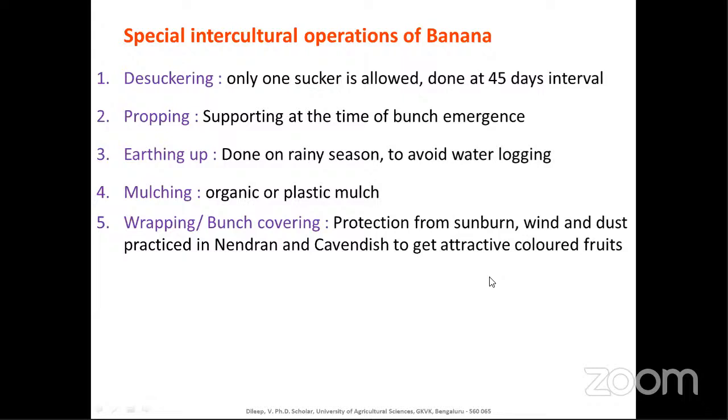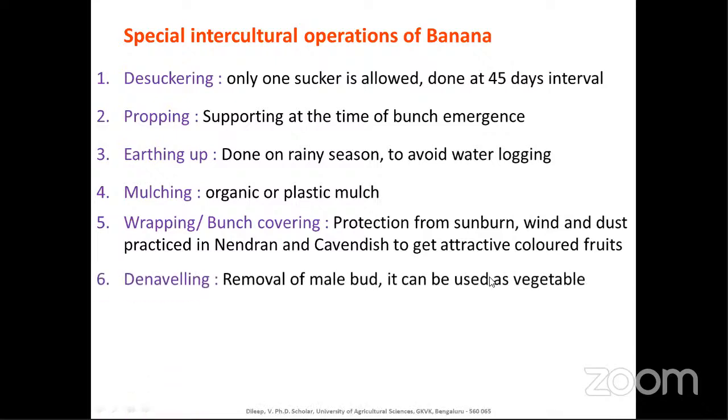the freckles from tiny particles of wind or dirt. If they come in contact at the time of fruit development, in the initial stage when it is tender, it will be damaged, and when it grows up, it shows as the result. Okay, so denavelling is also one of the important operations here. I am coming sequentially. First is desuckering, propping, supporting, according to the crop agronomical operations.